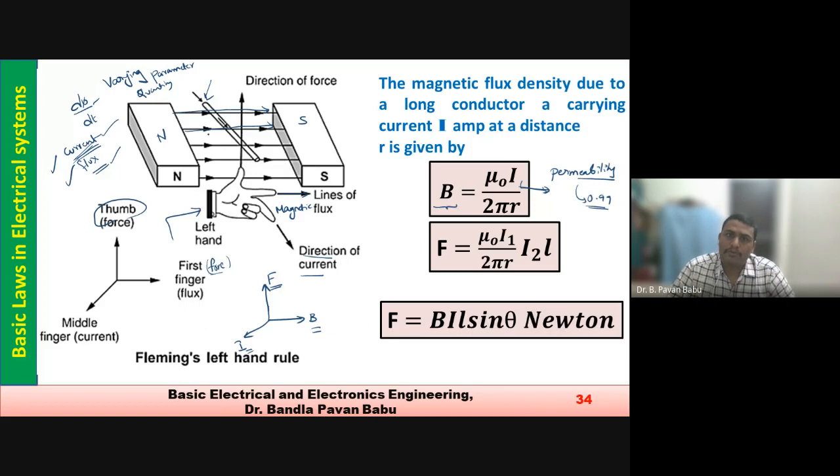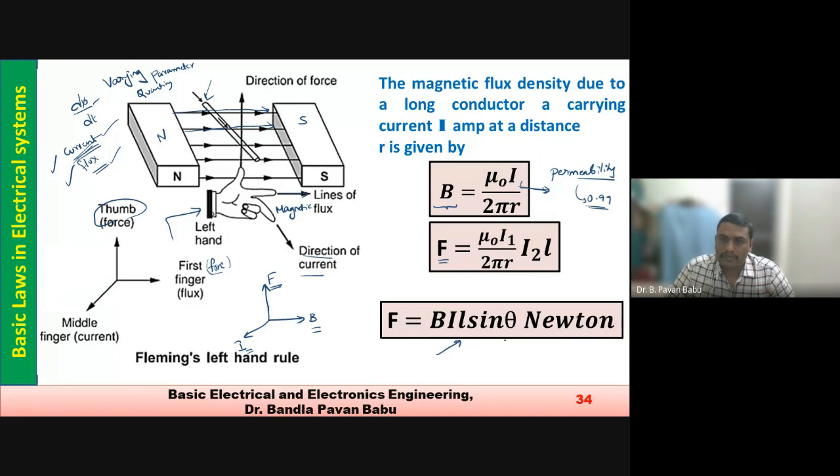Here we need to remember that the current is allowed when the circuit is closed. If the circuit remains open, then what happens? The current remains zero and there will not be any flux produced, so the motor will not work. So definitely the circuit should be closed, then only will current flow through this conductor. And here the force developed is F equal to BIL sin theta.